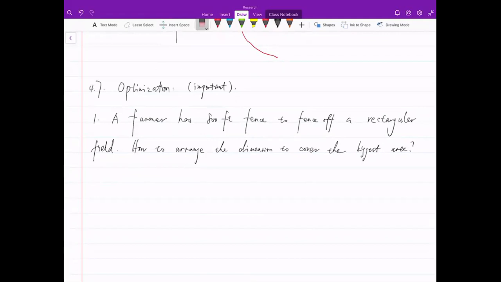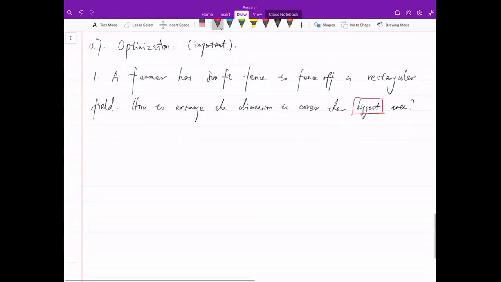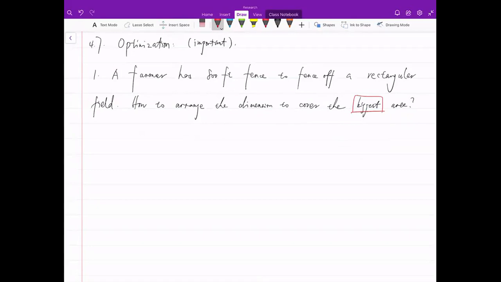This will be a typical optimization problem due to this word biggest. That means you have a freedom to choose that dimension. Some of them give you a small area, some of them give you a bigger area, and there will be one best configuration which give you the best area, in this case, biggest. Sounds good? Let's take a look.